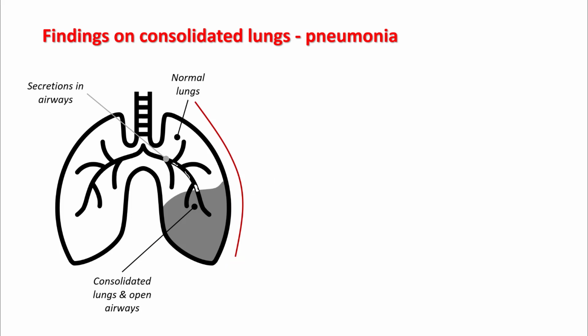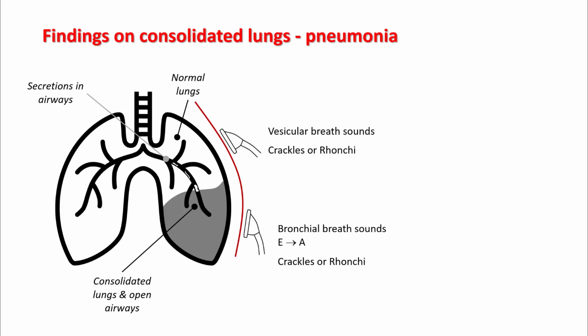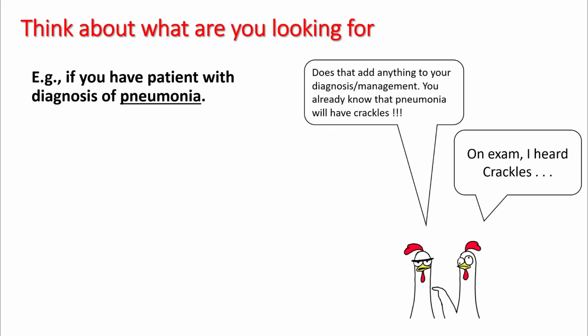In consolidated lungs, there will be secretions in the airways, and since the lungs are consolidated, you should be able to hear bronchial breath sounds and egophony. You can also hear crackles and rhonchi depending on the amount of secretions. Another important thing when you are auscultating is to focus on what you are looking for. For example, if you already have a patient with pneumonia, looking for crackles is not going to aid you further.